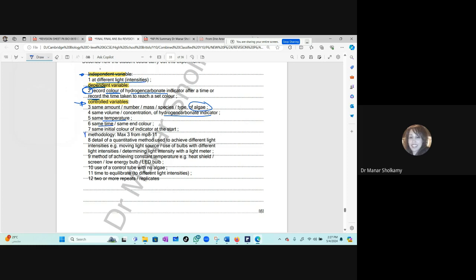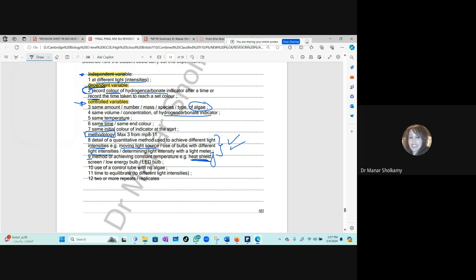You have to mention exactly the methodology, what you will do, detail of a method used to achieve different light intensities. Example, moving the light source, or use of bulbs with different light intensities, or determining light intensity with a light meter. So exactly how you will carry out your experiment. We also said that. We said we will change the distance. Look at this 9. Method of achieving constant temperature. Example, using a heat shield. Okay, we said it. We will put a water beaker in between to absorb the excess heat.